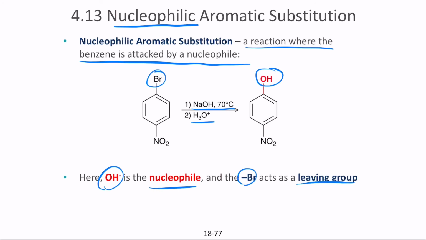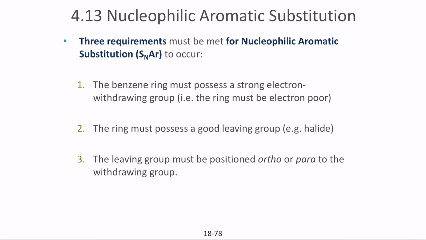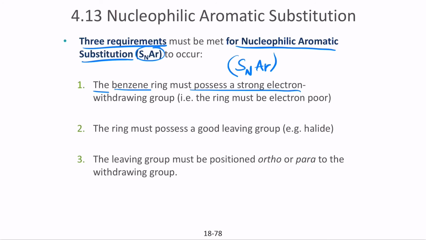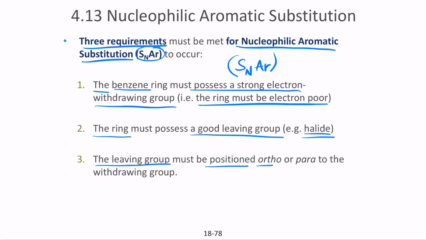So what are the conditions that you require for this reaction to occur? So there are three main requirements that must be met for nucleophilic aromatic substitution, written as SNAr. Right, so the first one is the benzene must possess a strong electron withdrawing group. So the ring here must be electron poor. So next, the ring must possess a good leaving group. An example of this is a halogen group. And third, the leaving group must be positioned in ortho or para positions to the withdrawing group. So remember the idea here, the last point is important. The leaving group must be positioned in either ortho or para positions to the withdrawing group.